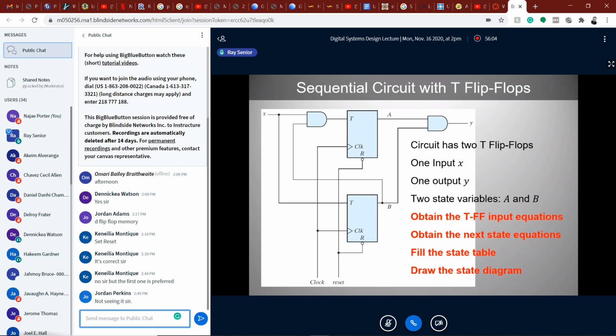So again, look at the 4 things in red to see if we can obtain those. Let us first start with obtaining the flip-flop input of the T line.